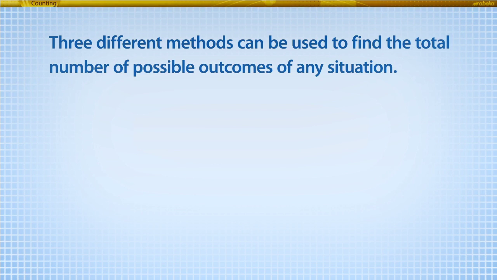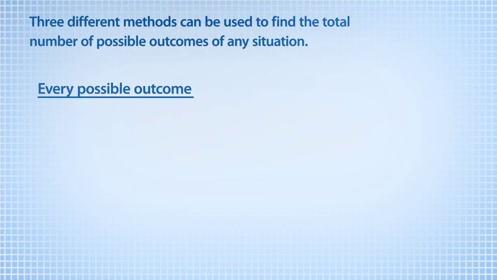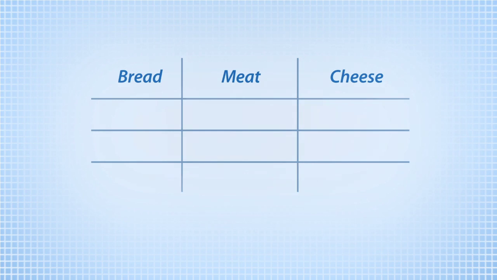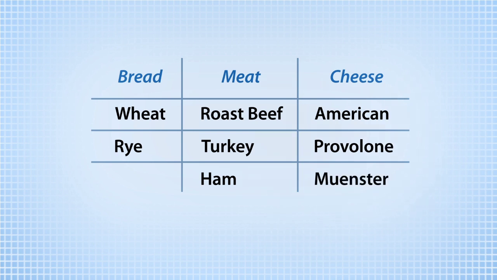Three different methods can be used to find the total number of possible outcomes of any situation. The first 2 methods identify every possible outcome, while the third method only identifies the number of possible outcomes needed. In this video, we will use the same example in the text to illustrate each counting method. Kevin's Deli allows customers to choose one item from each bread, meat, and cheese category. How many different sandwich options can Kevin's Deli produce?